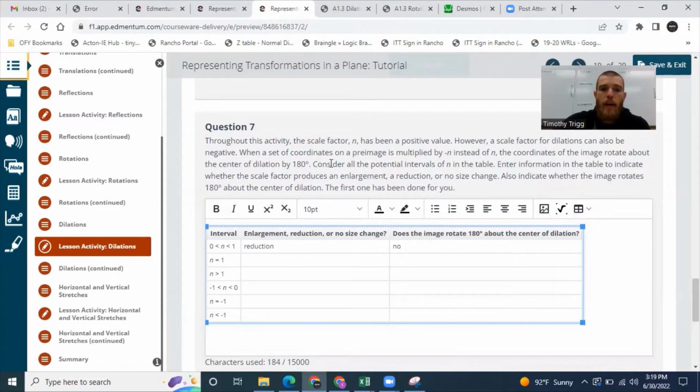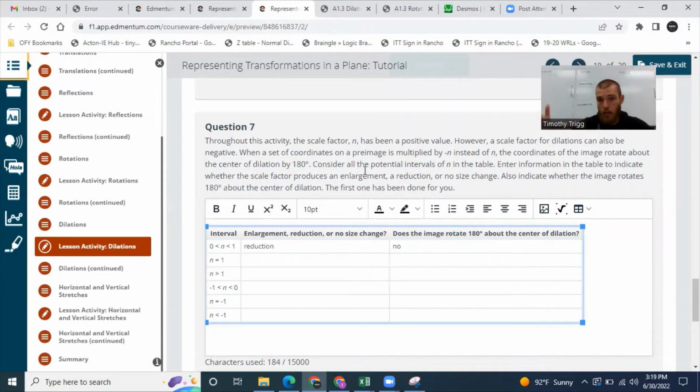Throughout this activity, the scale factor n has been a positive value. However, a scale factor for dilations can also be negative. When a set of coordinates on a pre-image is multiplied by negative n instead of n, the coordinates of the image rotate about the center of dilation 180 degrees. Consider all the potential intervals of n in the table. Enter the information in the table to indicate whether the scale factor produces an enlargement, a reduction, or no size change. Also indicate whether the image rotates 180 degrees about the center of dilation. The first one has been done for you.